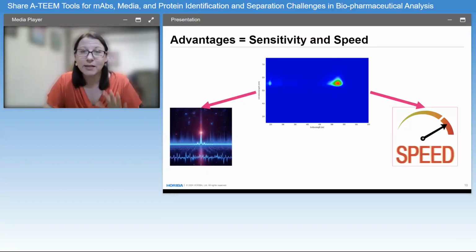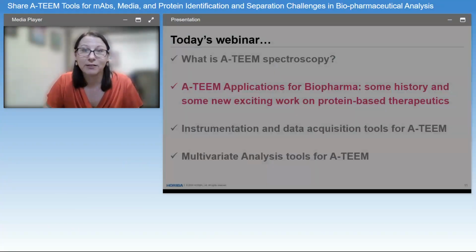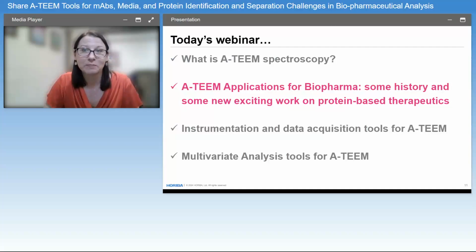But overall, the message is that A-TEEM has sensitivity and it also has speed. And so this can come in very handy for a lot of applications. All right, so let's look at some ways that A-TEEM can be used.